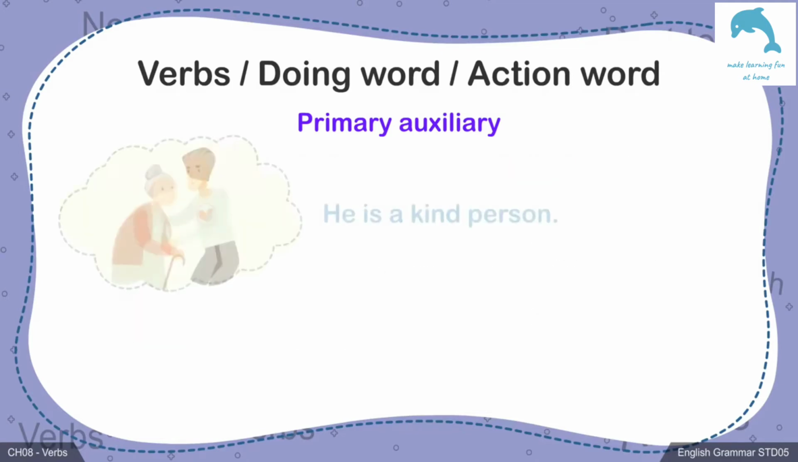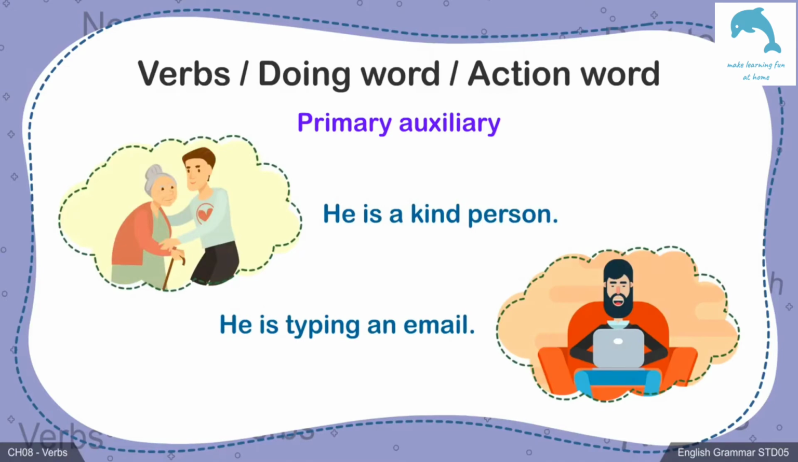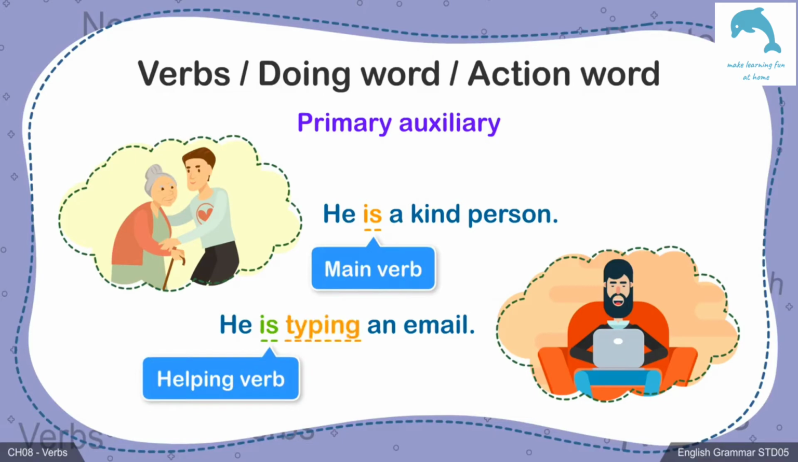For example, he is a kind person. He is typing an email. In the first sentence, the primary auxiliary is appears as the main verb, whereas in the second sentence, is is the helping verb and typing is the main verb.